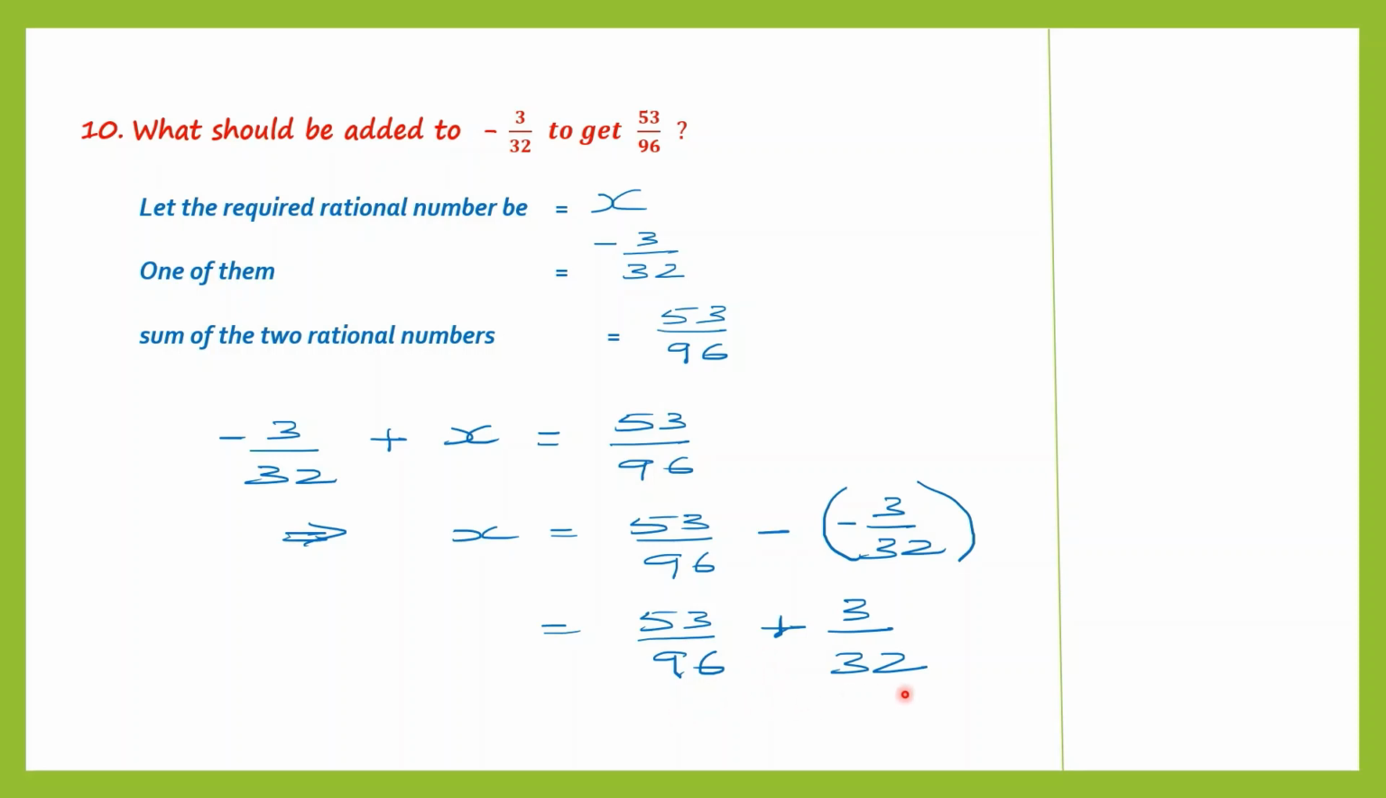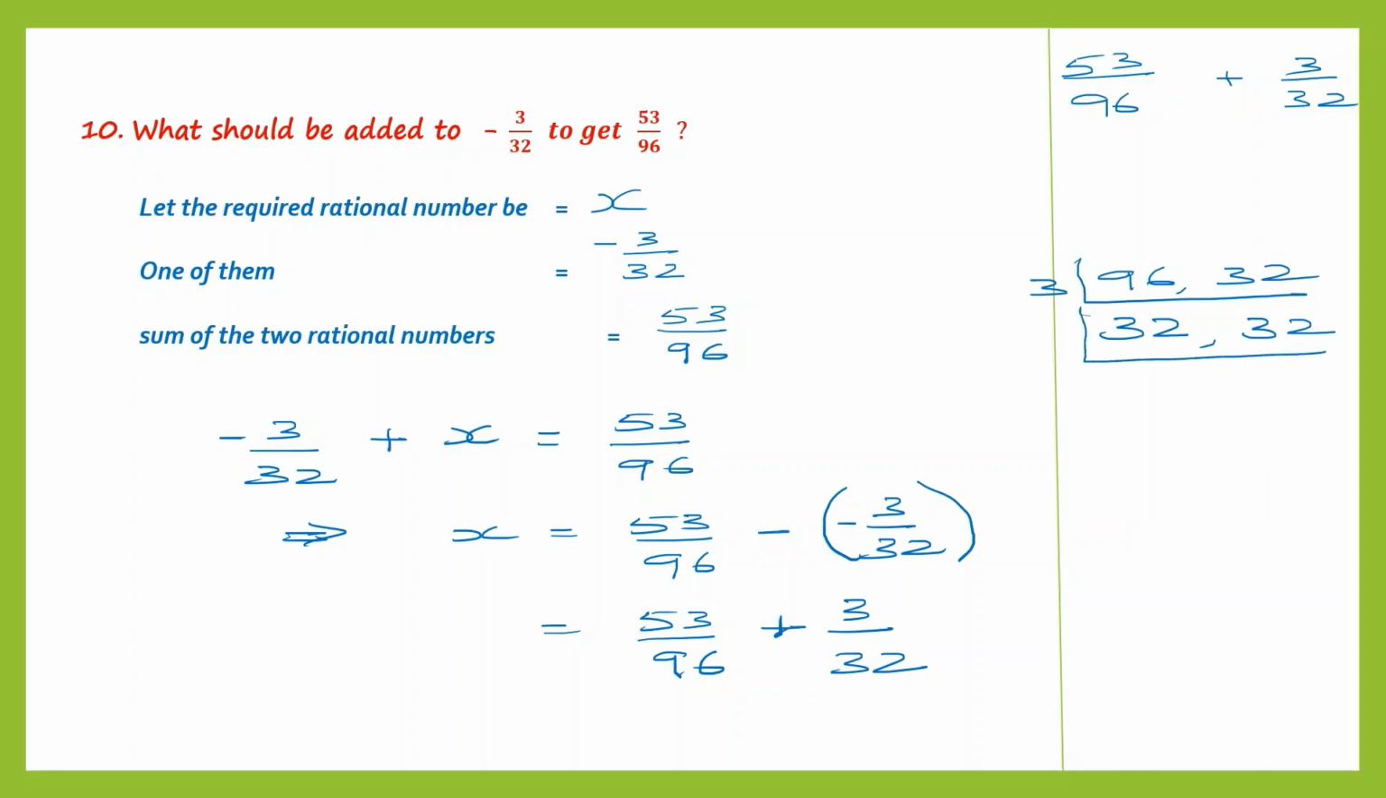Now let's add up these two. We need to find the LCM. So let's do that. 53 by 96 plus 3 by 32. Now we have to find the LCM of 96 and 32. Let's try to use 3 itself. 3 3s are 9, 3 2s are 6. So we've got 32 there. Now again 32, because it's not divisible by 3, we write it as it is.